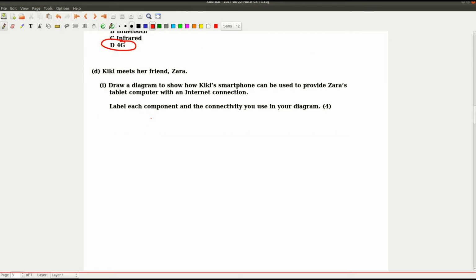The next question is: Kiki meets her friend Zara. Draw a diagram to show how Kiki's smartphone can be used to provide Zara's tablet computer with an internet connection. Label each component and the connectivity you use in your diagram. So always try to read your question carefully and understand what it actually wants, because some of the key points are hidden in your question. So it is asking that we draw Kiki's smartphone, and it provides the internet to Zara's tablet. So how will we draw it?